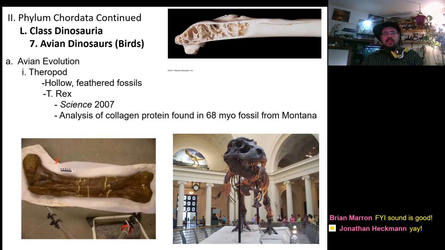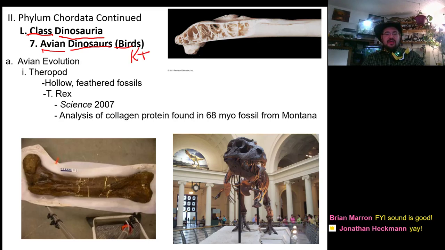Okay, let's talk about class Dinosauria. Once identified as a reptile, Dinosauria is now considered a separate class. It is not part of Class Reptilia. It is its own class. More closely related to reptiles than anything else, but its own class. The only extant dinosaurs are birds. Avian dinosaurs are birds. They are the only extant dinosaurs, the only dinosaurs to survive the dinosaur apocalypse.